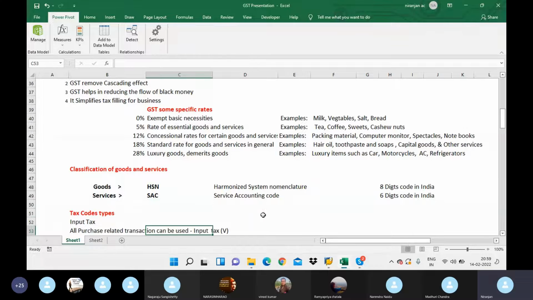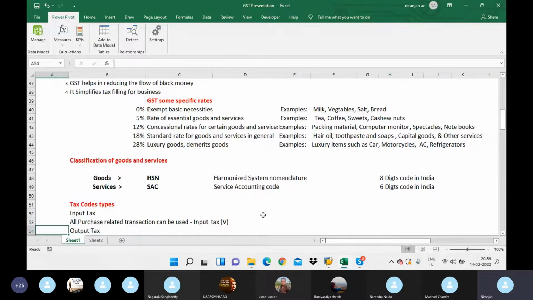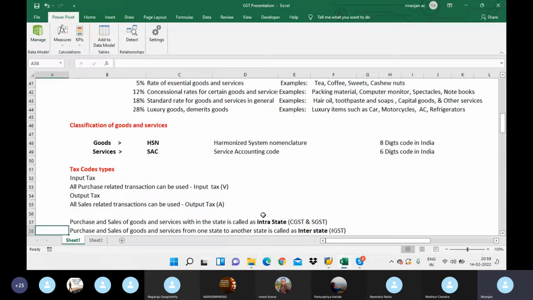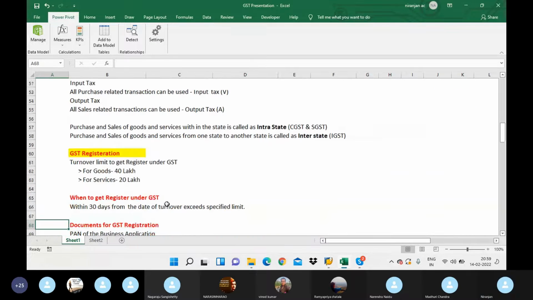And the tax code types: input tax and output tax. These are the tax code types. All purchase related transactions use input tax. That is where, as per SAP, we use the input tax. And for output tax, all sales related transactions are applicable to output tax.